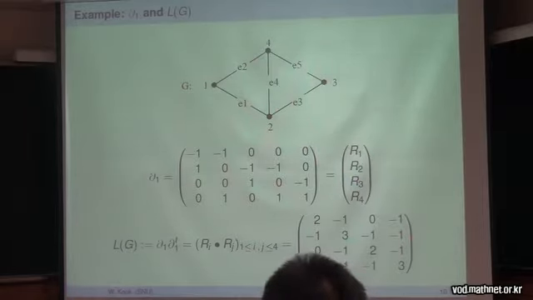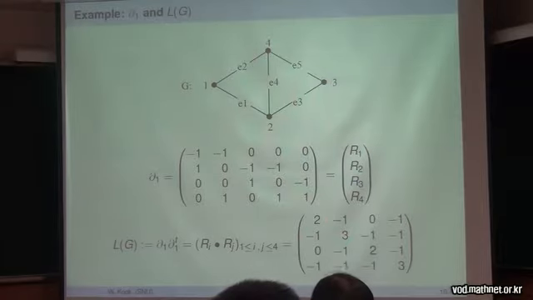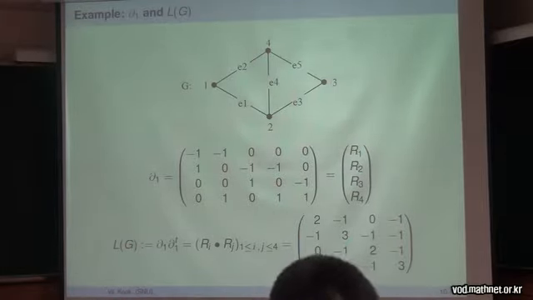So the diagonal entries will always be the degree of the vertex, and the off-diagonal entries will always be minus the number of edges between the 2 vertices. So this does not have to be a simple graph. It can be any graph, any multigraph, and a similar construction may be applied.